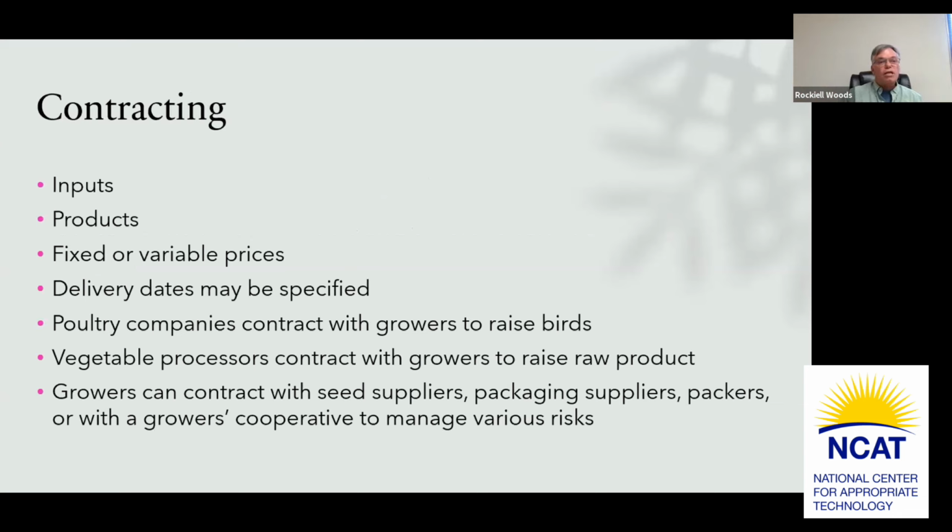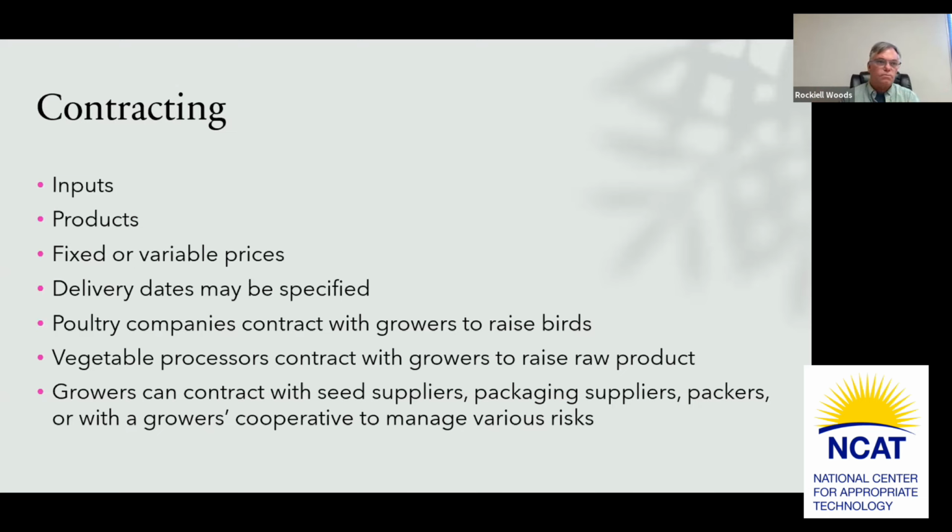So you can contract with input providers. You can buy seeds and compost and fertilizer and boxes and all of that stuff, and packaging or packing services. You can contract for all of that in advance, and that way you know your costs in advance, and that's a way to manage that risk.